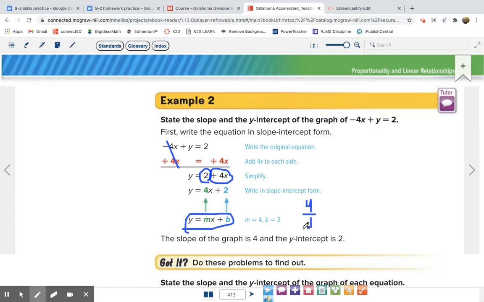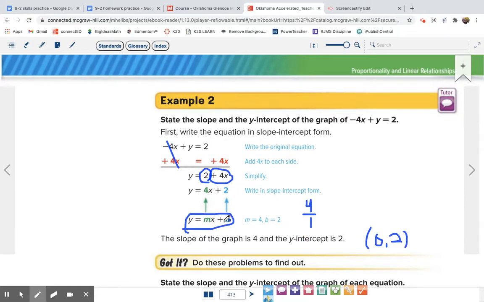Just telling you that because remember, slope on a graph is rise over run. You've got one number on top and one number on bottom. Just a little side note there. So it's 4. Our y-intercept is 2. That is the point (0, 2), because it's on a graph where it crosses the y-axis.